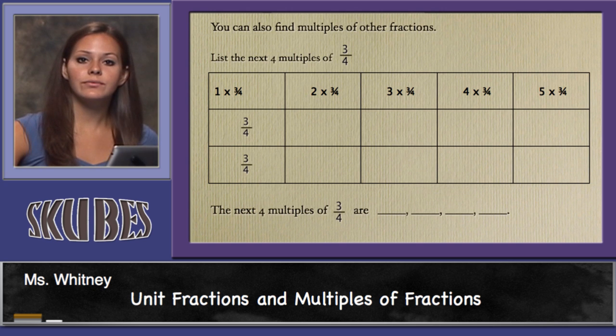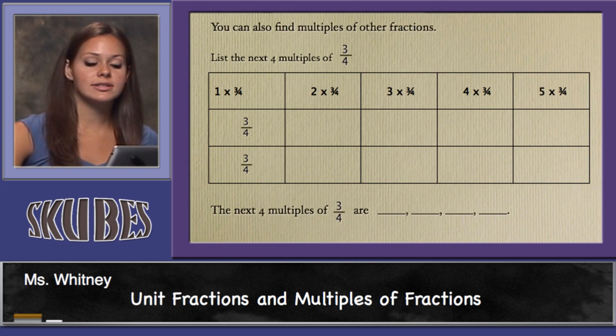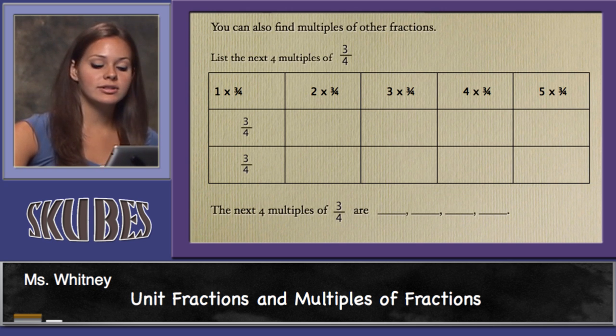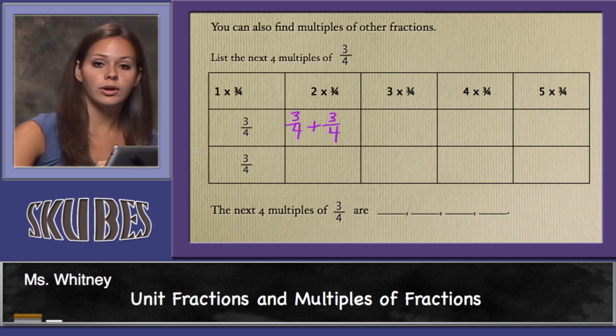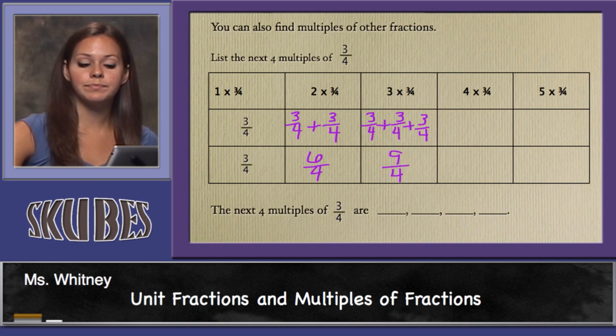Now let's list the next four multiples of 3/4. 1 times 3/4 is 3/4. 2 times 3/4 is 3/4 plus 3/4, which is 6/4. 3 times 3/4 is 3/4 plus 3/4 plus 3/4, which is 9/4.